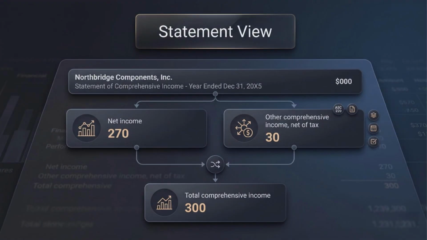Now let us translate the calculation into statement presentation. In a combined statement of comprehensive income, Northbridge can show net income of 270, other comprehensive income net of tax of 30, and total comprehensive income of 300. This is the top level view. The detailed OCI components can appear on the face of the statement or in the notes. The reader must be able to understand both the total and the components behind that total.